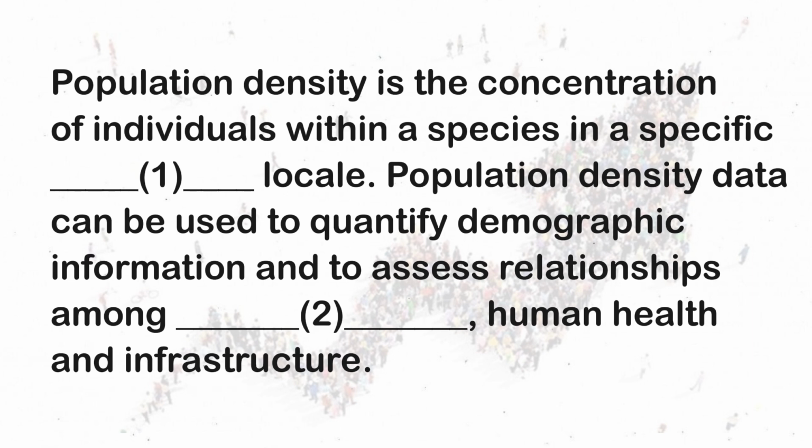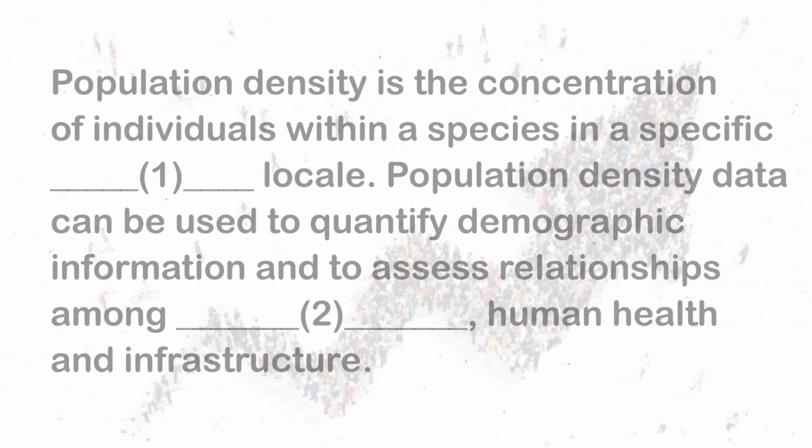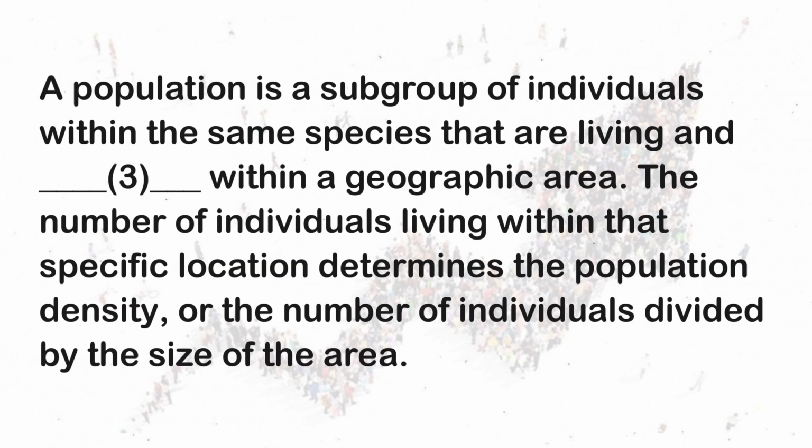Population density data can be used to quantify demographic information and to assess relationships among ecosystems, human health, and infrastructure. A population is a subgroup of individuals within the same species that are living and breeding within a geographic area. The number of individuals living within that specific location determines the population density, or the number of individuals divided by the size of the area.